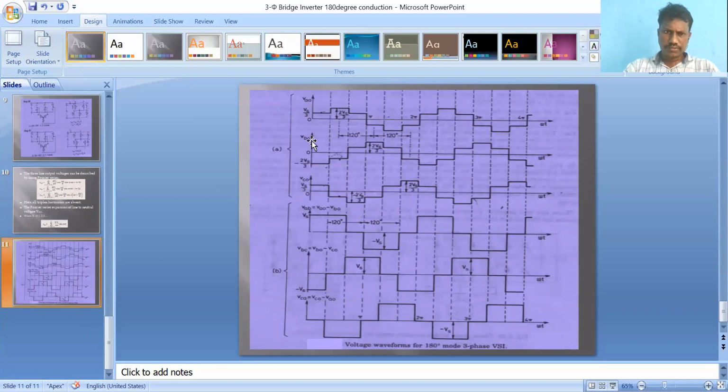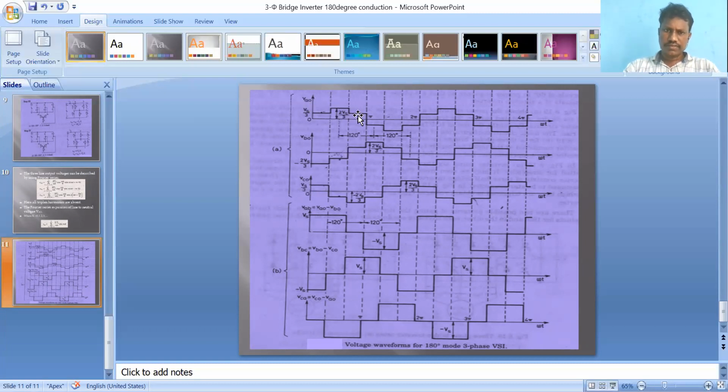So it is VA0, VB0, VC0. It is the 0 to 60 degrees interval, 60 to 120, 120 to 180. So I'm taking one cycle as 60 degrees intervals, that is 1, 2, 3, 4, 5, 6. So 0 to 60, VA0 is VDC by 3, VB0 minus 2 VDC by 3 and VC0 VDC by 3. And again 60 to 120, VA0 2 VDC by 3, VB0 minus VDC by 3, VC0 minus VDC by 3.